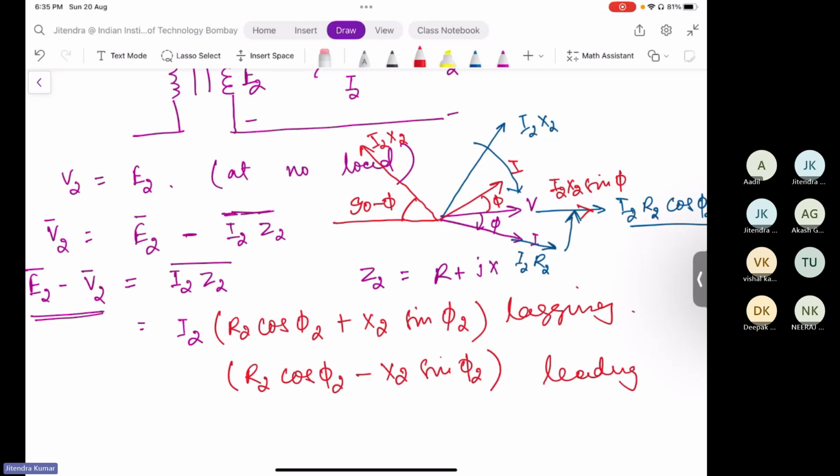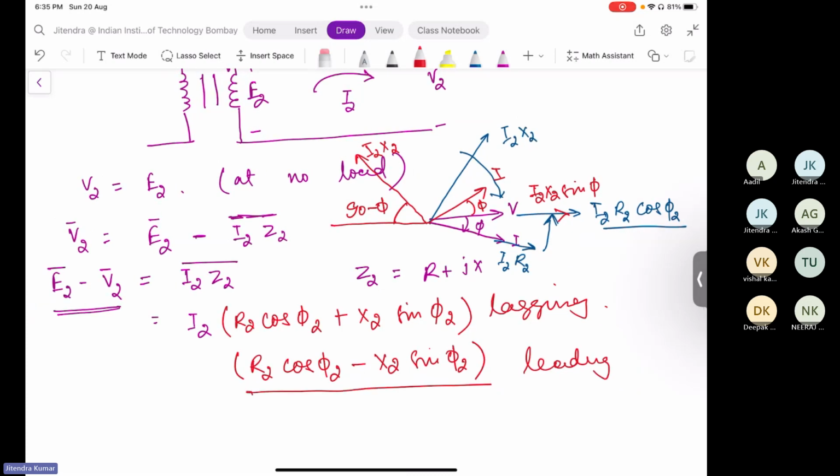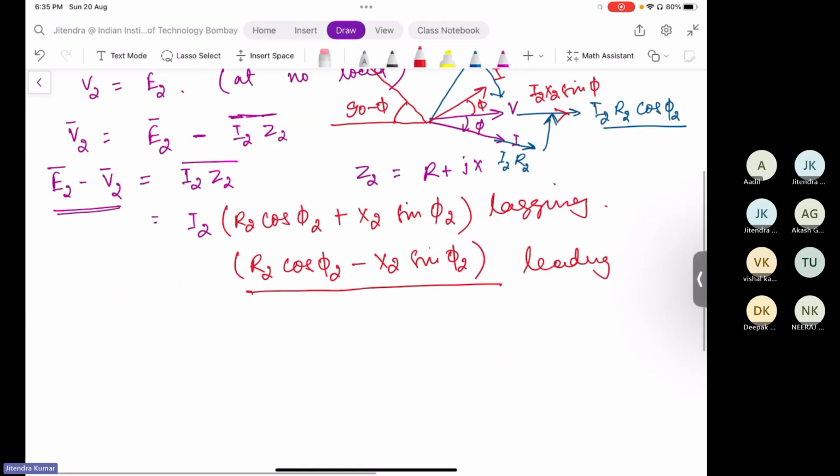Yes, sir. So this is all about voltage regulation, why this negative sign arrives when the current leads and why this positive sign when current lags. So this is the overall drop that occurs from the no load to full load transition. Okay. And now if you go one step further, there is a frequently asked question: what is the maximum voltage regulation that occurs, right?